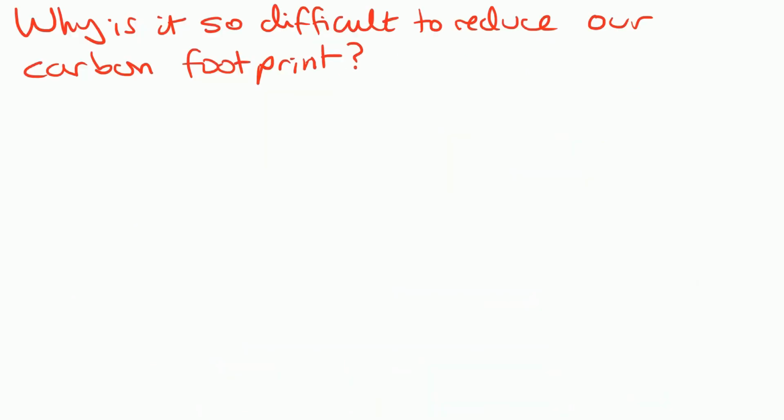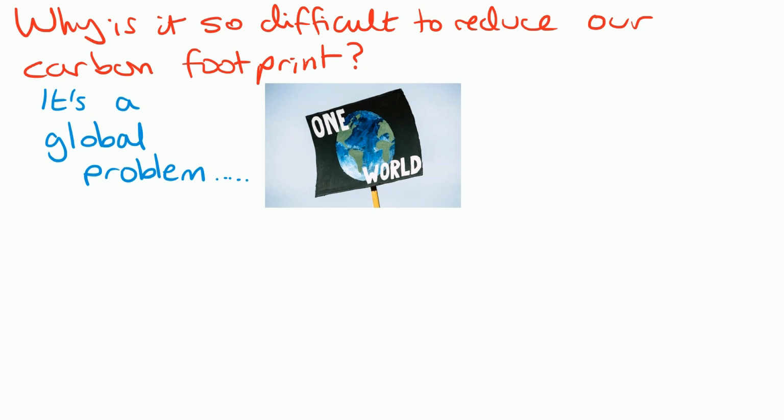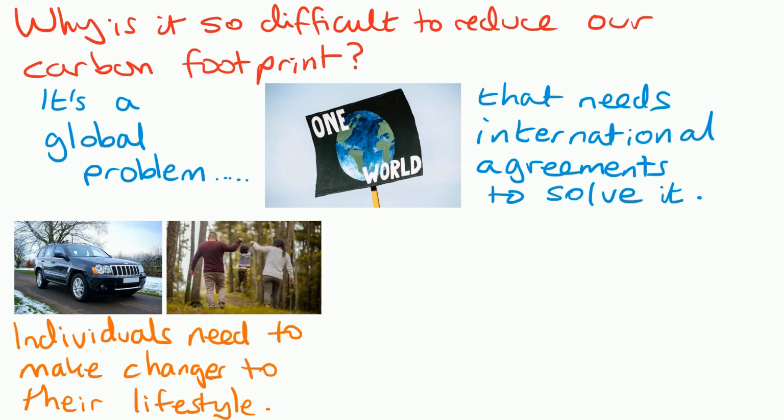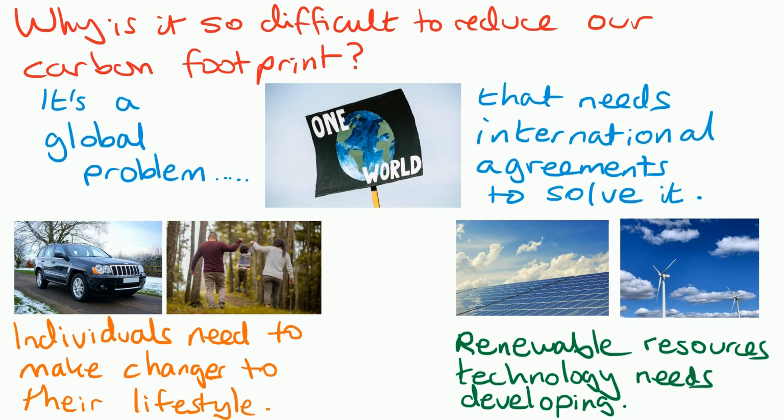So why is it so difficult to reduce our carbon footprint if we need to reduce it from 10 tonnes down to 3 tonnes? Well, first of all, it's a global problem, and that means it needs international agreements to solve it. Also, individuals need to make changes to their own lifestyle, and they might be uncomfortable changes at times. And renewable resources, the technology still needs improving so that we can generate enough electricity solely through renewable resources.